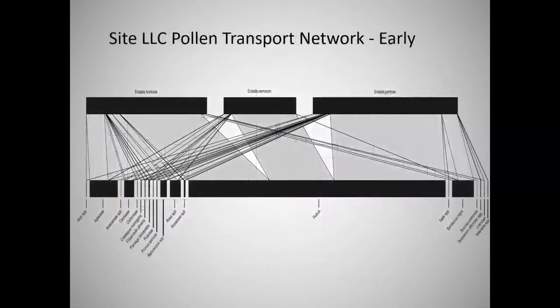Now, when you've got this kind of data, you can generate pollination transport networks. This is an awful diagram for you at the back, but stay with me. I'm going to talk you through it. So the black lines at the top are my hoverfly species.